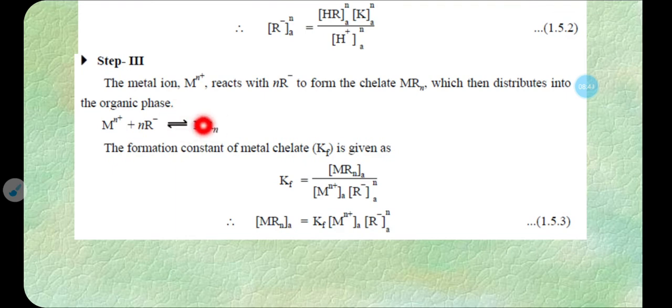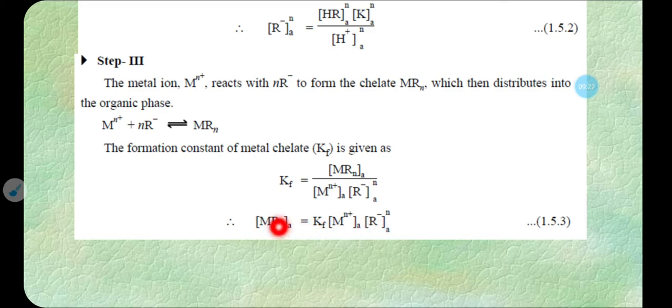The constant for this equilibrium reaction, the formation constant Kf, is equal to the concentration of product divided by the concentration of reactants. That means the concentration of metal chelate divided by the concentration of metal ion in aqueous and the concentration of R- in aqueous. This whole process is also in the aqueous phase. So we rearrange this equation: the concentration of metal chelate in aqueous is equal to Kf times the concentration of metal ion in aqueous times the concentration of R- in aqueous. This is the final equation for step three.